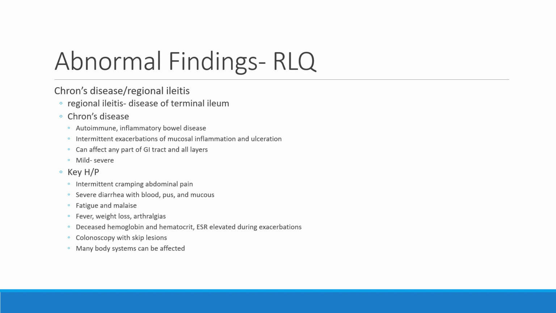Key history and physical findings include intermittent cramping abdominal pain. They can have severe diarrhea with blood, pus, and mucus, fatigue and malaise, fever, weight loss, arthralgias, decreased hemoglobin and hematocrit, elevated sed rates during exacerbations. These patients do need colonoscopy, which typically will reveal skip lesions, and many body systems can be affected by inflammatory bowel disorders.